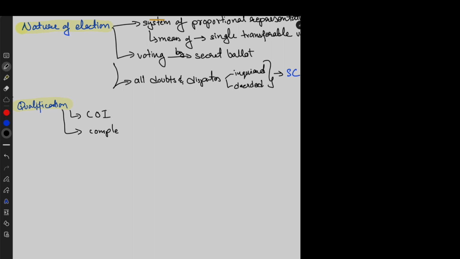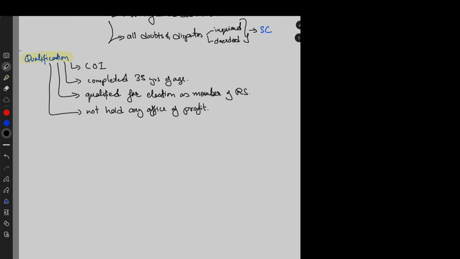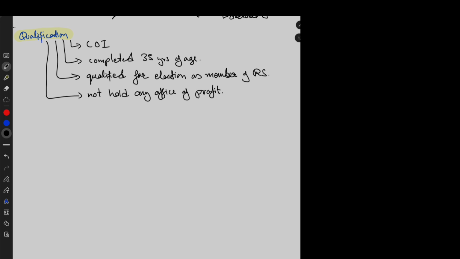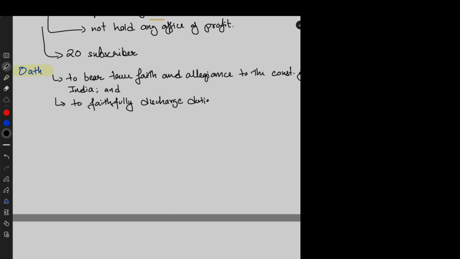Now moving ahead, let's see what qualifications are required for the Vice President. The person has to be a citizen of India, must have completed 35 years of age, and must be qualified for election as a member of the Rajya Sabha. For the President, the person must be qualified as a member of the Lok Sabha. The name of the candidate for Vice President must be subscribed by 20 electors.